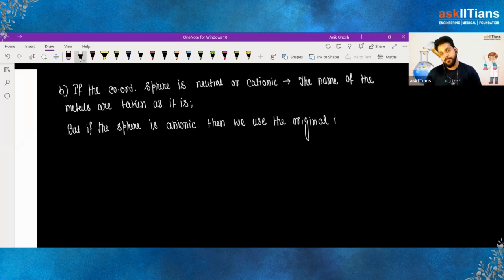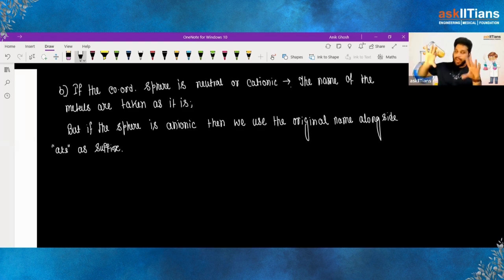With the original name alongside, that's not it, guys. Alongside, what you have to do? Alongside, add 'ate' as suffix. Now, guys, you should have seen it coming. If it's an anion, you should end it with 'ate'. Here we only go for 'ate'. That's the thing. Okay. You'll note it down. Later on, I'm going to give you all the examples all together.